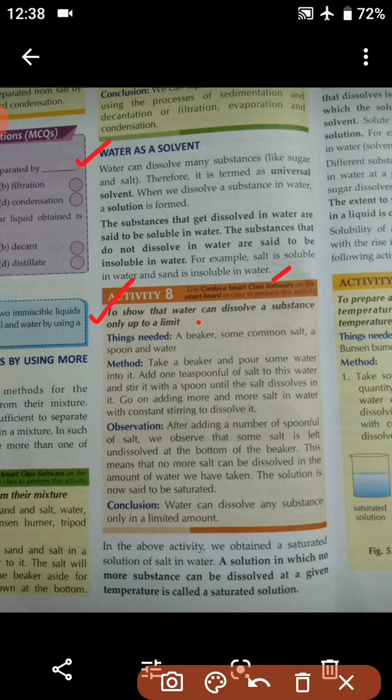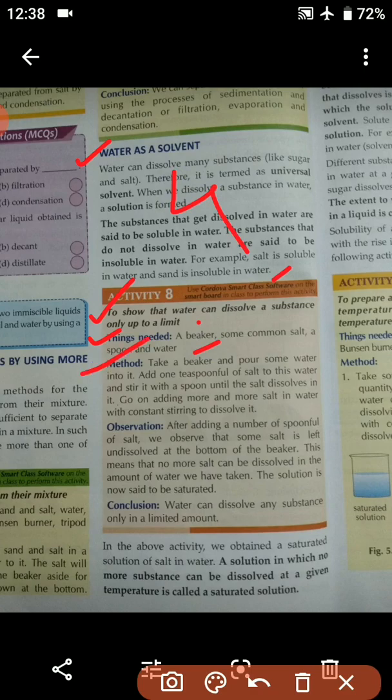Okay, water can dissolve any substance, but only up to a limit. For that we need different things like a beaker, common salt, a spoon and water. So four things are required, that is a beaker, common salt, spoon and water.